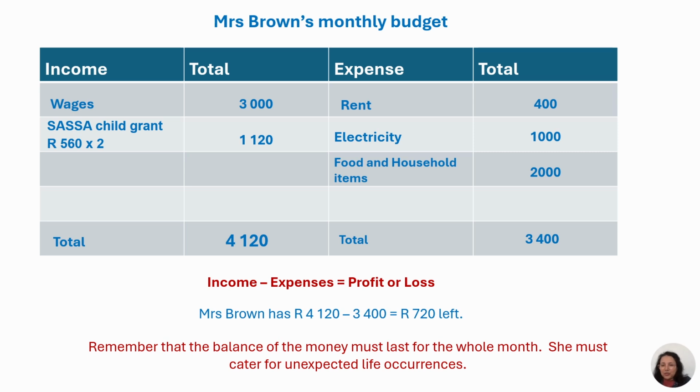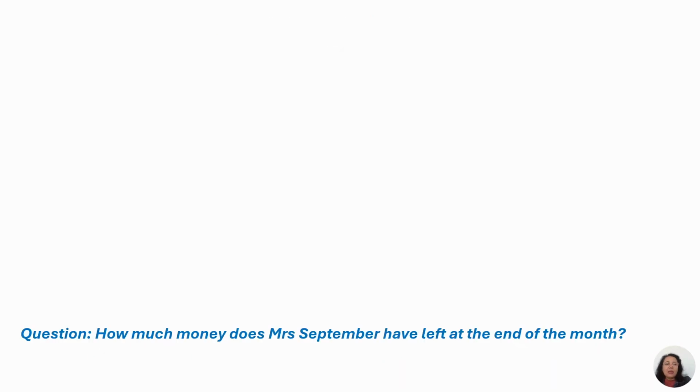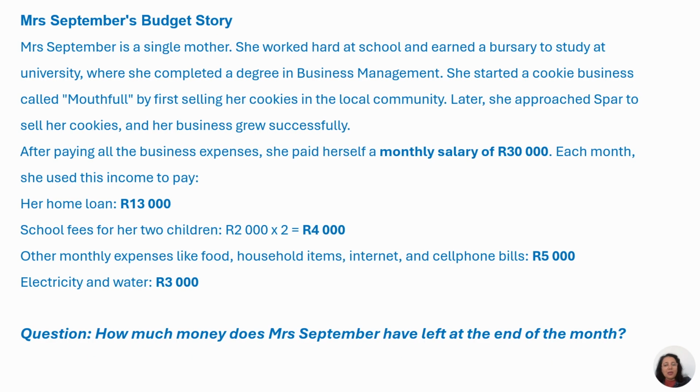Now, my second question to you, is this money sufficient to last her the whole month? And does it cater for unexpected life occurrences? Okay, we need to think about this. And also think about the scenario about how she didn't focus in school.